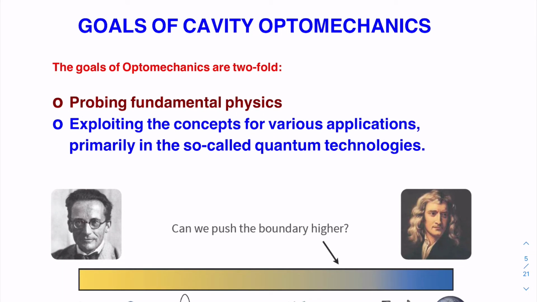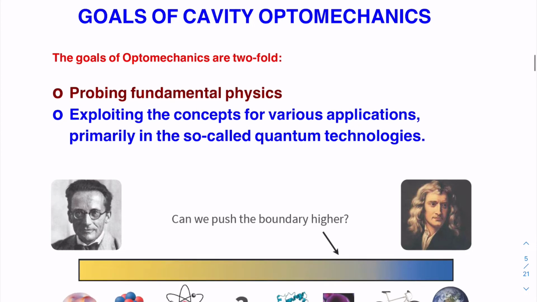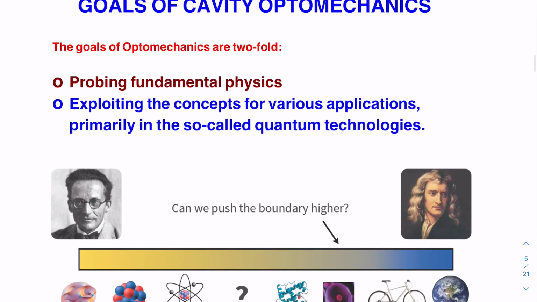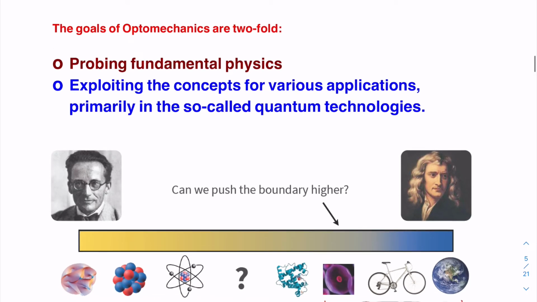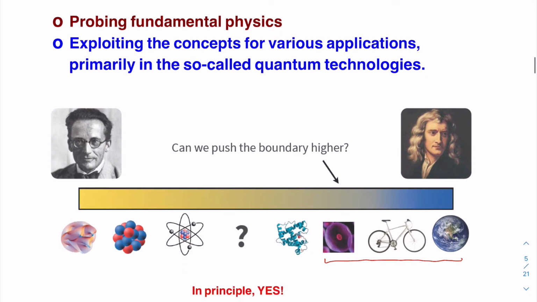And the goals of cavity optomechanics are twofold. Firstly, not necessarily firstly, one of the goals is to probe fundamental physics and to exploit these concepts for various applications, primarily in the so-called quantum technologies. And one of the very ambitious goals is to push the so-called classical and quantum boundary. And the idea is whether we can push this quantum boundary towards the higher. That means whether we can apply quantum mechanics to massive objects like this. And that is one of the very ambitious goals. In principle, yes, we can do that.